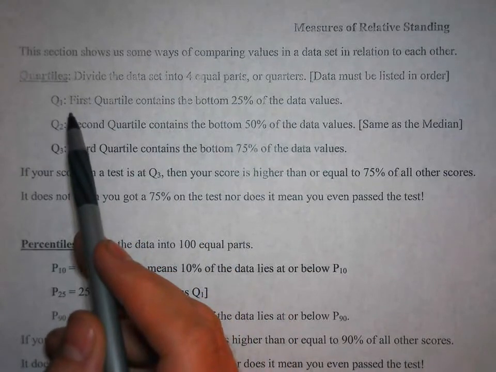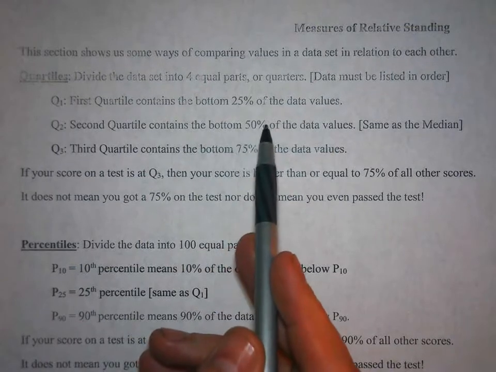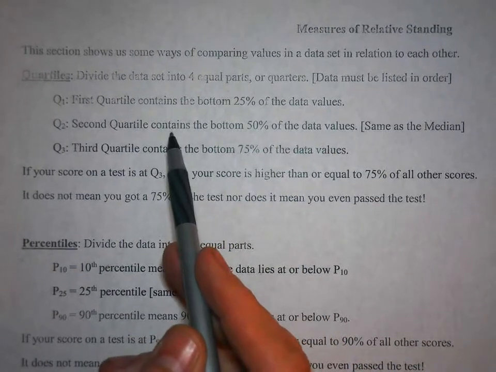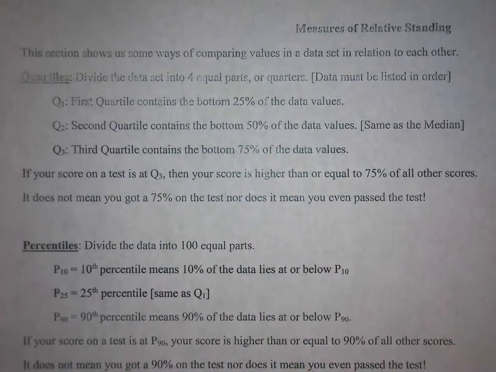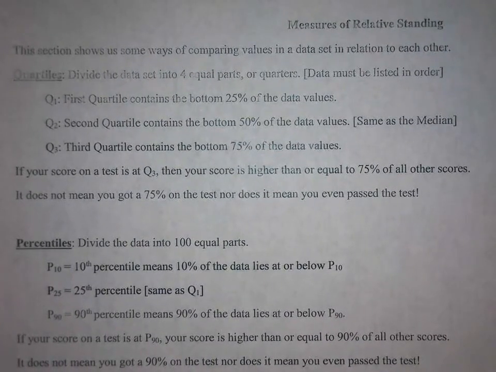So Q1 is called the first quartile. That contains the bottom 25% of the data values. Q2 is the second quartile. That contains the bottom 50% of the data values, which should be the same as the median. And then Q3 is the third quartile, containing the bottom 75% of the data values.